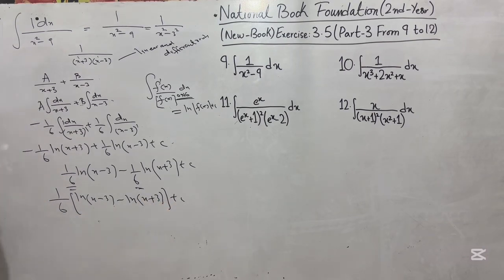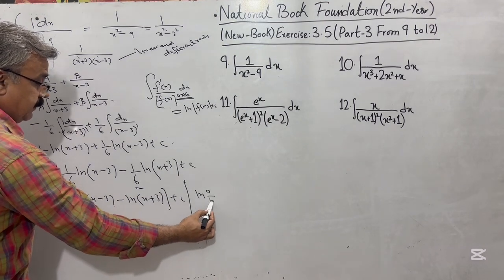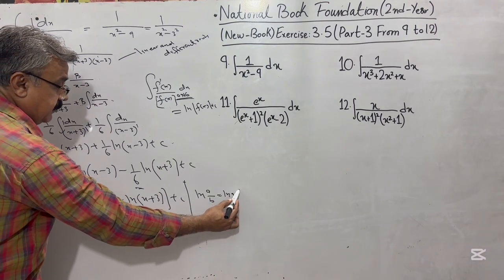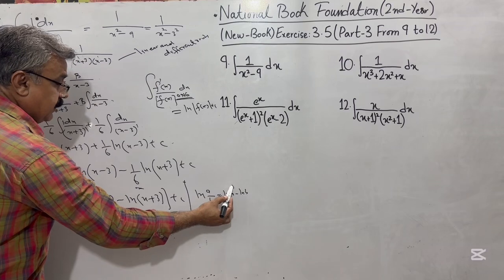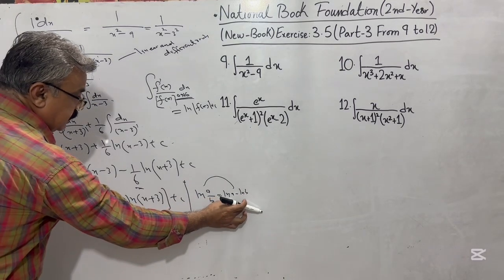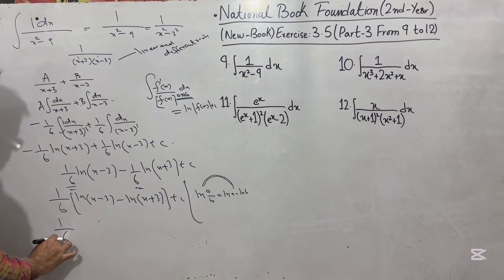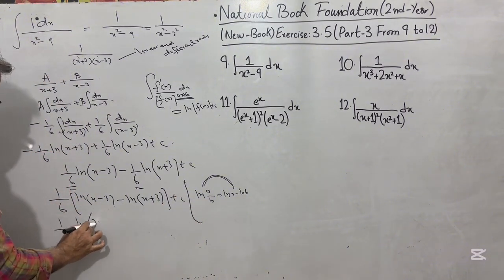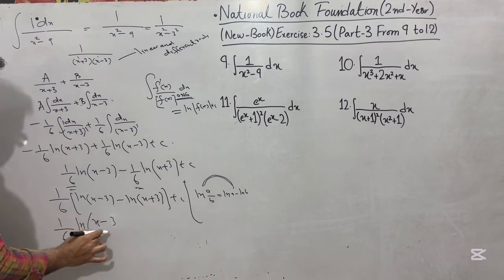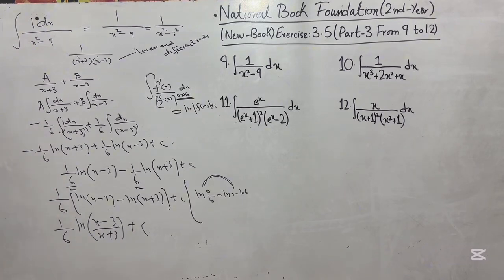Here, utilizing the property of log, that is ln a over b can be written as ln a minus ln b, we have to convert in that. Right, log one time, 1 over 6 ln x minus 3 divided by x plus 3, plus c. That's our answer.